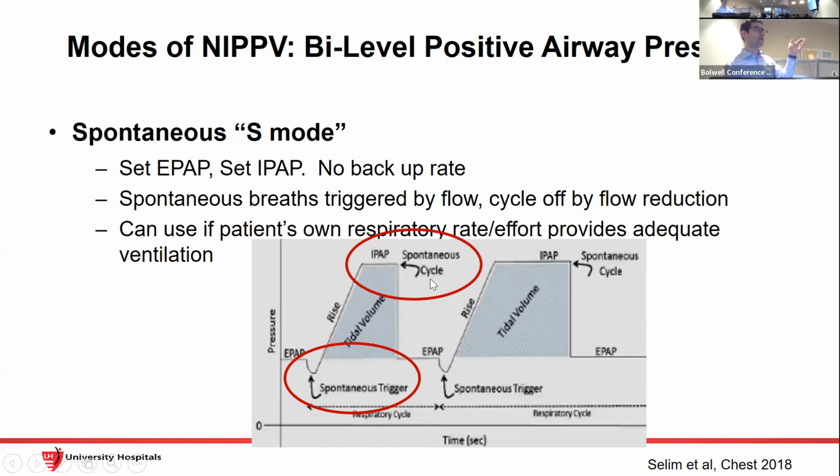In most devices, it's a percentage of the peak flow. So let's say, for instance, the peak flow, just pick an easy number, is 10 liters per minute. If you say I want to cycle off at 75% of that, so when the flow goes from 10 to 7.5, then it will switch to EPAP. If you say 50%, it's when it goes from 10, which is the peak, to 5 liters per minute, and then it'll switch to EPAP. And physiologically, that's when you reach the compliance of your lungs and your chest wall. Right? That's where it tips over.